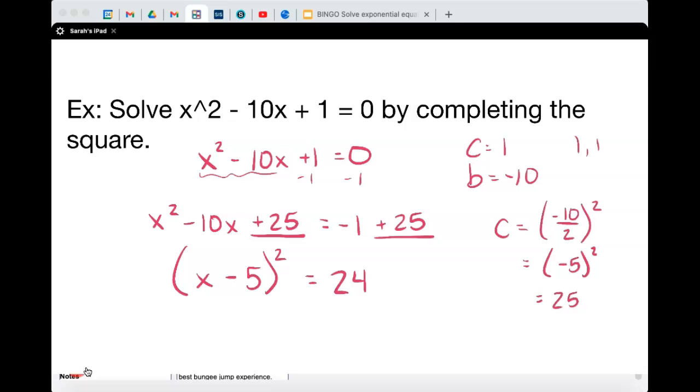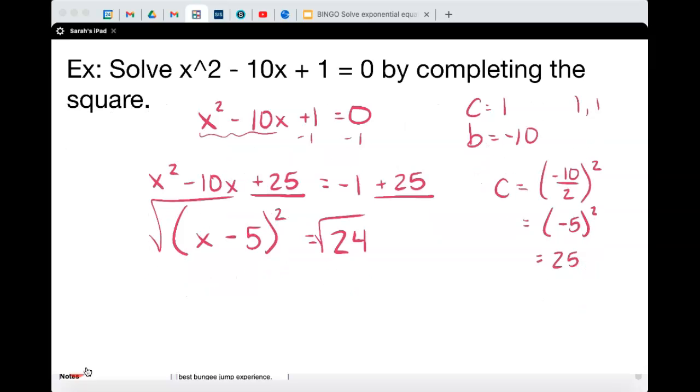So now we can square root both sides, which we've done in past sections. Okay, so we haven't gotten x by itself yet. So square root all this. On the left side, I just have x minus 5. What do I have on the right side? I don't want a decimal, I want a simplified radical. Well, definitely have a plus or minus. The square root of 24 should be able to simplify.